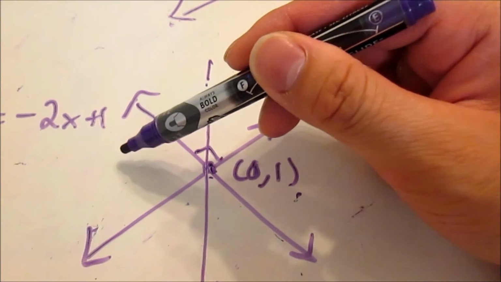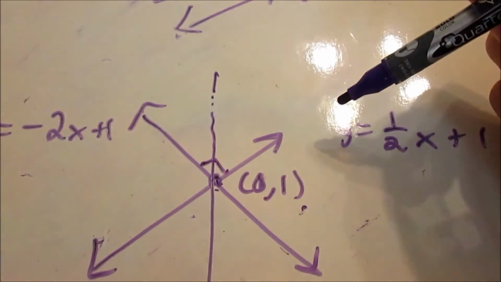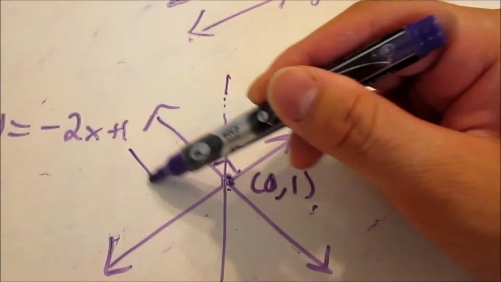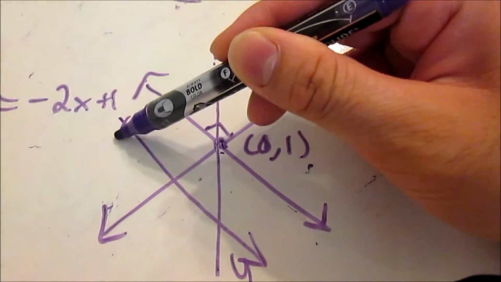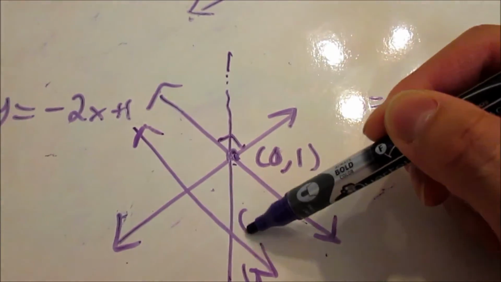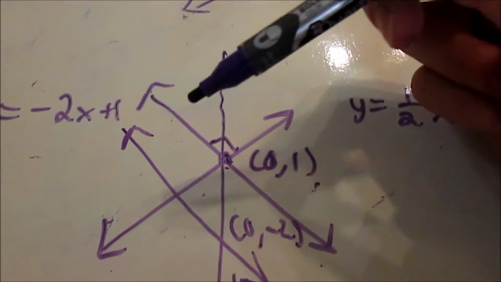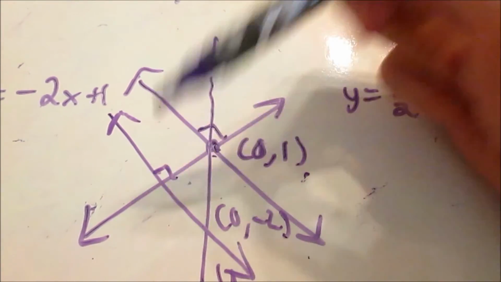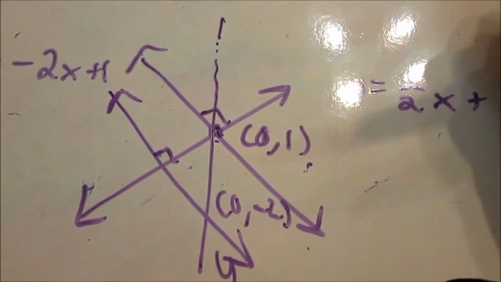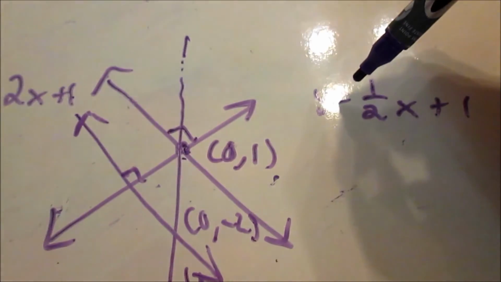If they have different y-intercepts, let's say I moved this line here down here. The y-intercept dropped a little bit. Let's say this is 0, negative 2, or something like that. It's still going to be perpendicular. They still intersect and make 90-degree angles, as long as the slopes are opposite reciprocal.